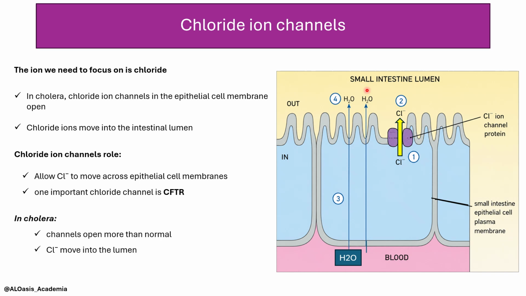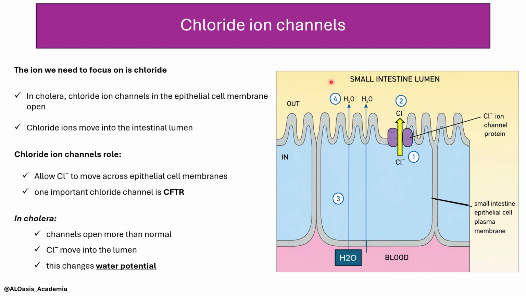So what exactly happens in cholera is that the chloride ion channels will be opening more than normal. Since they open more, this results in chloride ions moving more from the inside of the cell to the lumen. This leads to an increase in the chloride ion levels inside the intestinal lumen, which will result in decreasing the water potential. Then the water will move by osmosis from higher water potential, which is the blood and tissue fluid, into the lower water potential, which is the intestinal lumen. And that's why the patient will get diarrhea.